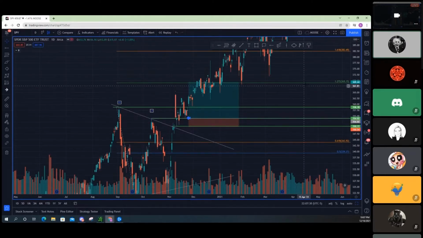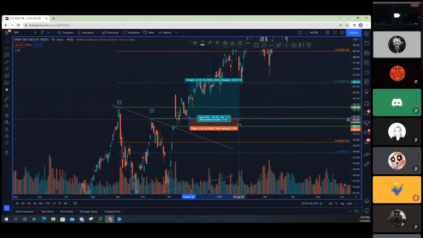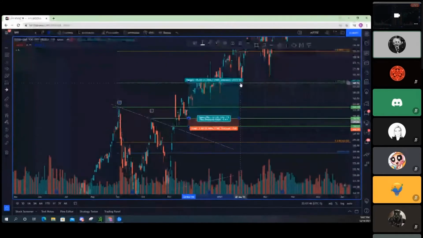But my reward is from this entry, since I'm taking it on the break of 354, let's just round it up, all the way to the first target of 369. So my reward is about $15. Call it $15.15. So it's a really good trade. You're risking $4, this area here, to make about 15 here. This trade, you definitely take long.